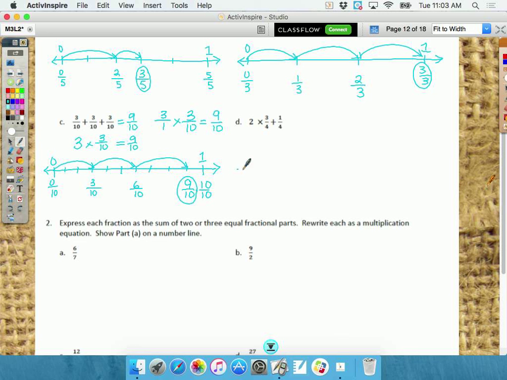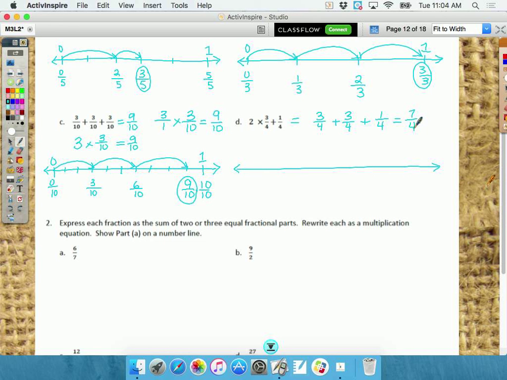Okay, let's do the next one. Right away it looks confusing. So I'm going to make this repeated addition to help me figure it out, okay? So I've got 2 copies of 3/4. So 3/4 plus 3/4 plus 1/4. Okay? Now that's 3, 6, 7/4.